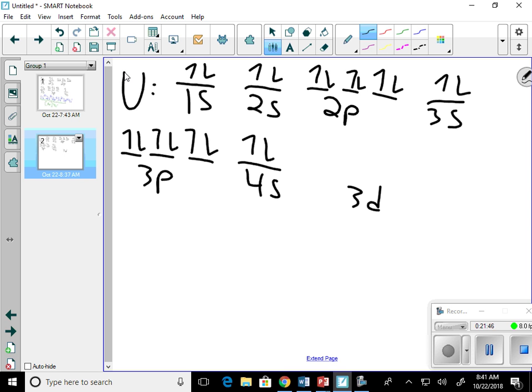In your notes, we showed how many suborbitals there were. There are 5 suborbitals in the d. 1, 2, 3, 4, 5.